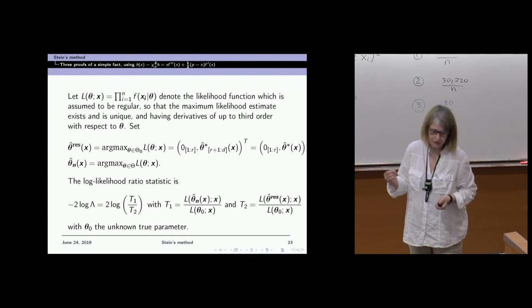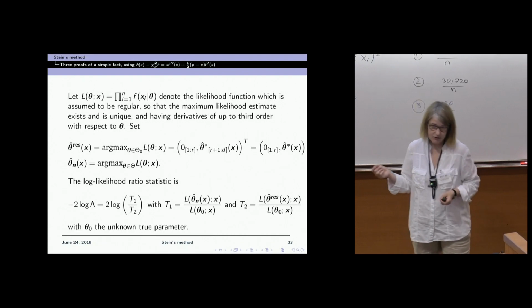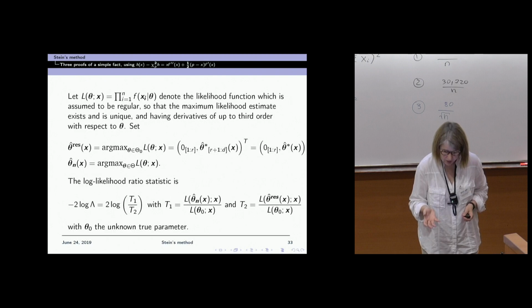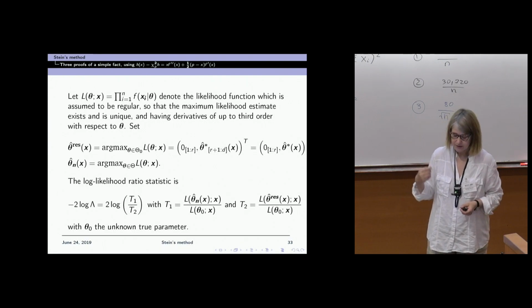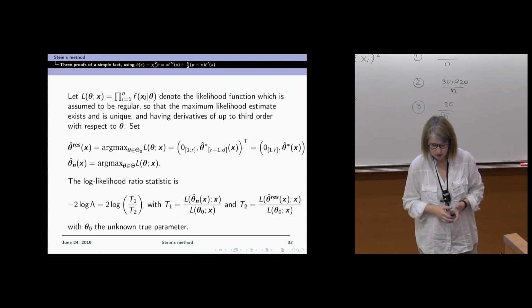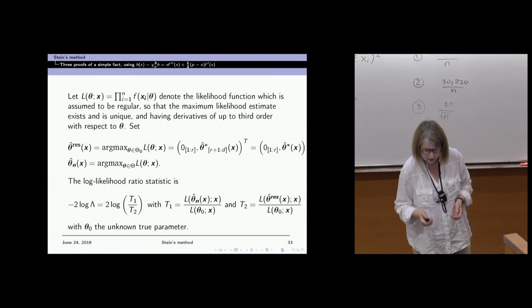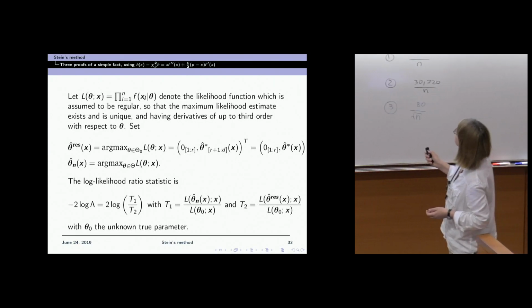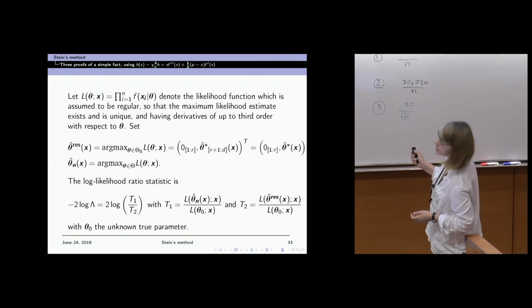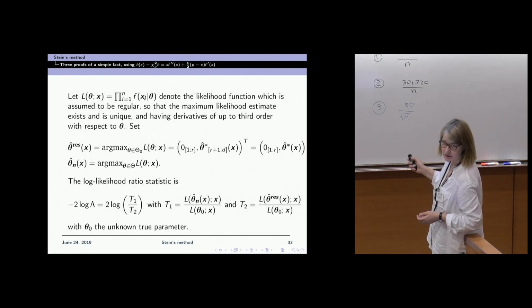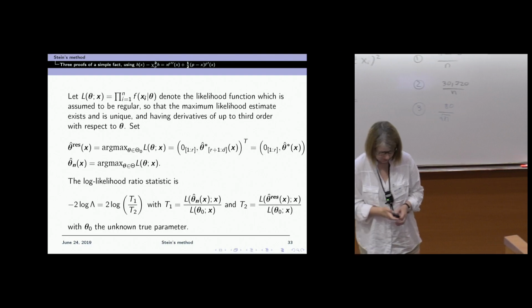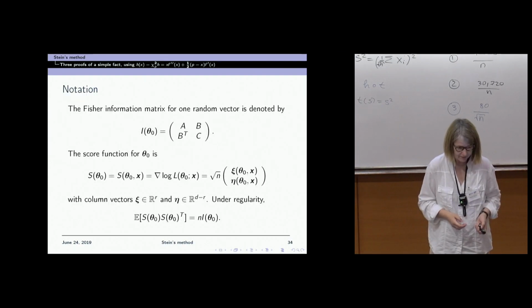twice the log of the likelihood under the full model divided by the likelihood under the null hypothesis model. And for convenience, I write it in a slightly awkward form by dividing by the likelihood under the true parameter in both cases. So that just cancels out. So theta naught is the unknown parameter.